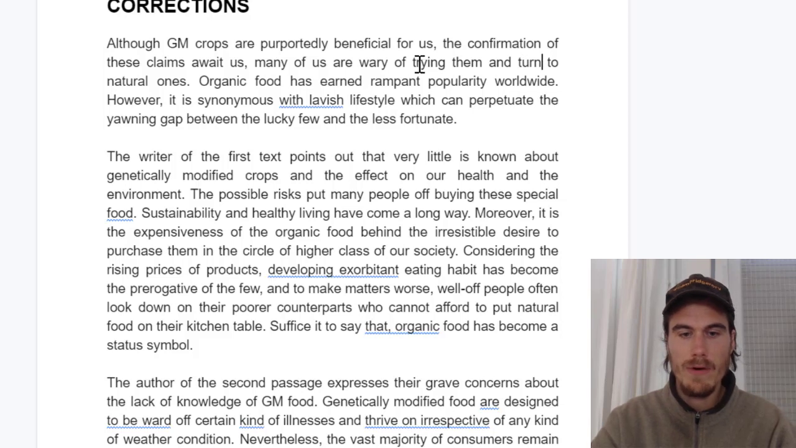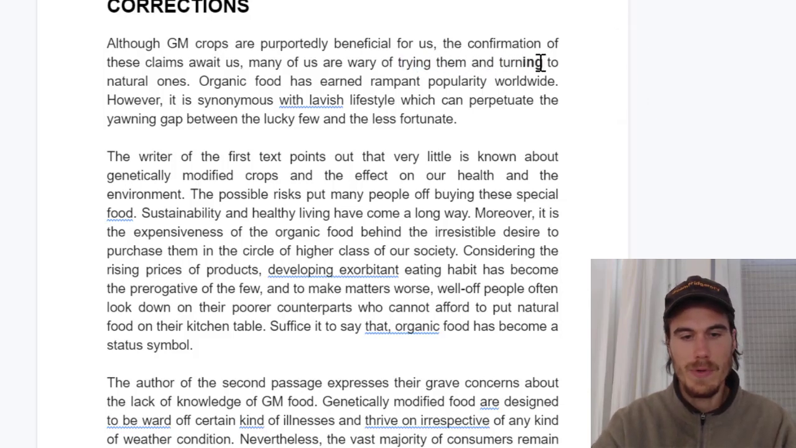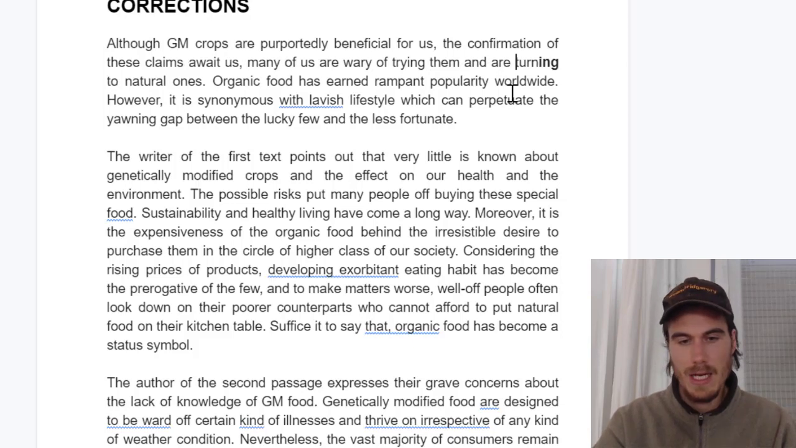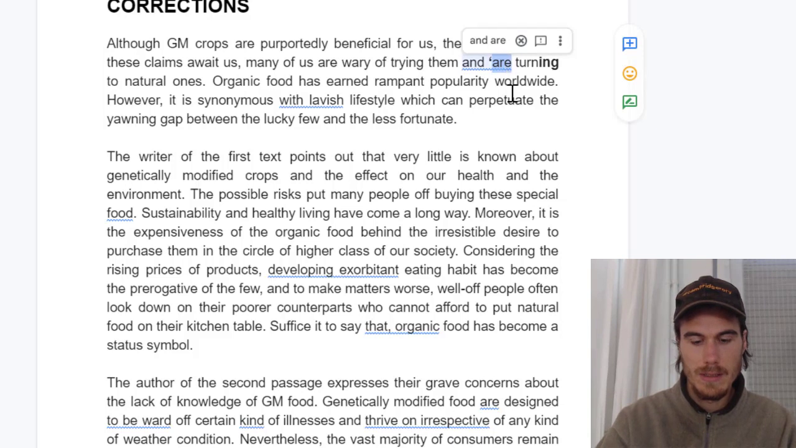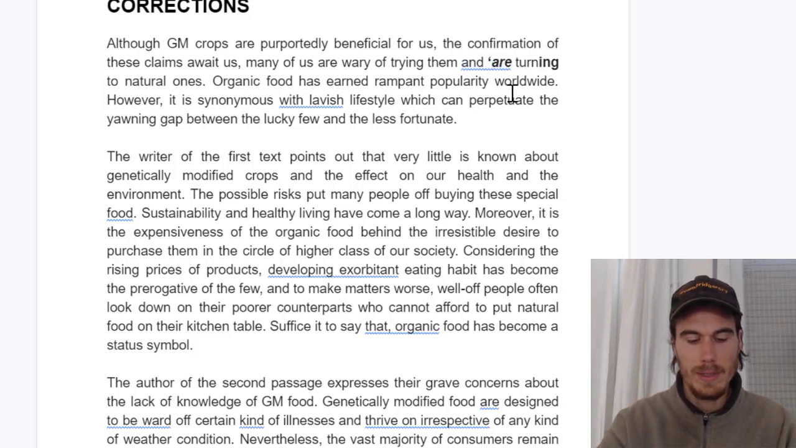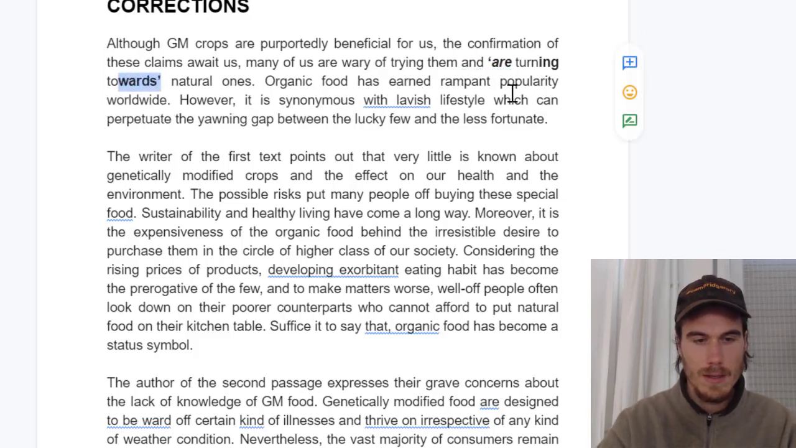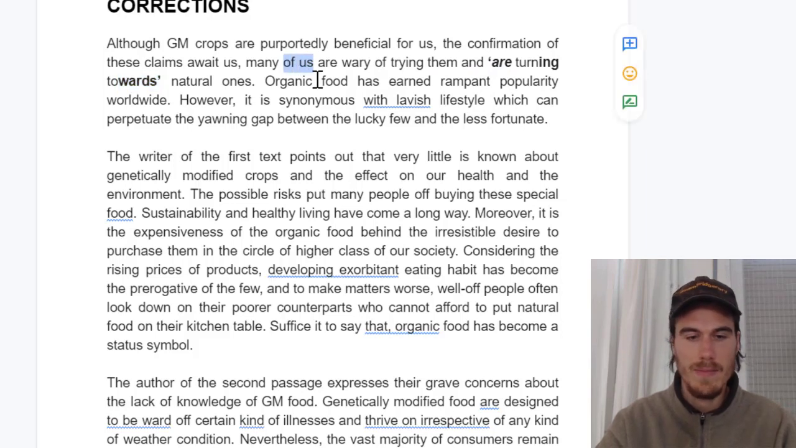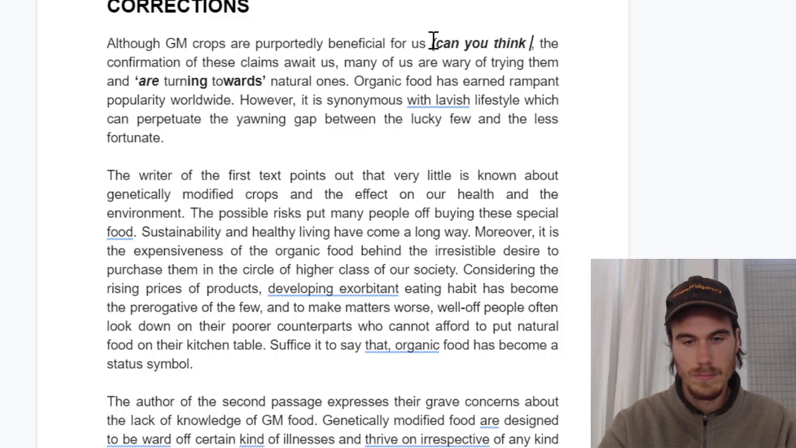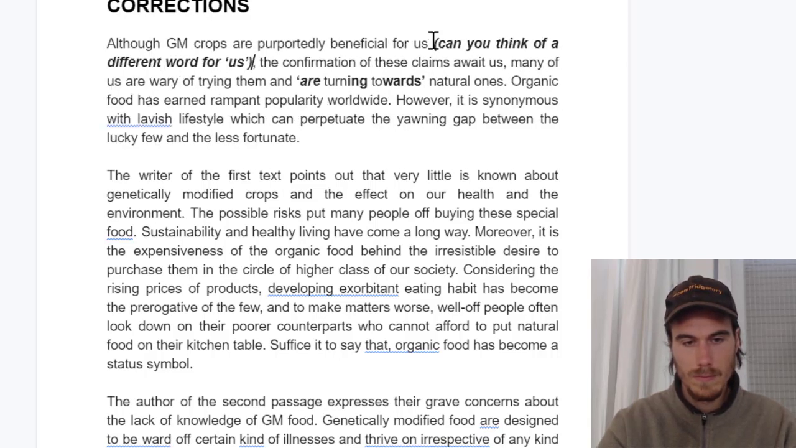Yep, okay, so many of us are wary of trying them and turn. If you say wary of trying here, I would also put this one in the ing form as well. Many of us are wary of trying them and turning to natural ones. Okay. I would possibly say "and are turning towards" to make it more obvious. People are turning towards. So, for example, rather than saying many of us, you could say many people. Turning towards natural ones, yeah. I wonder if you could think of another word for natural.